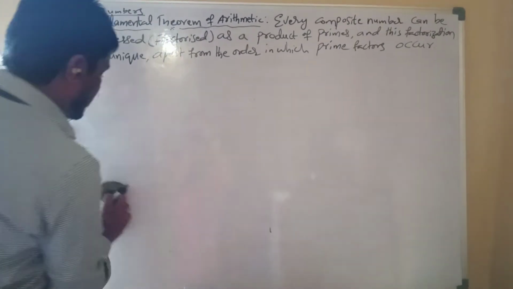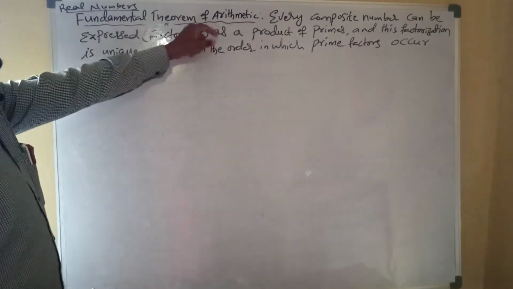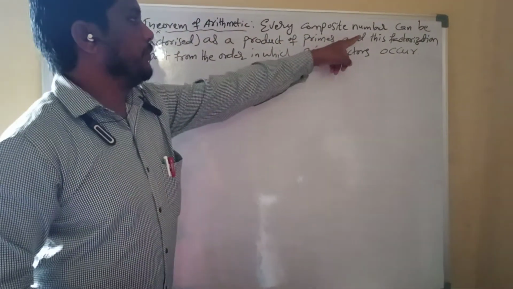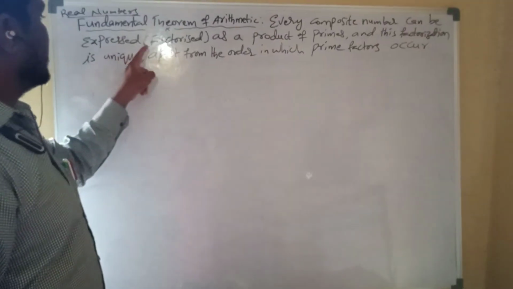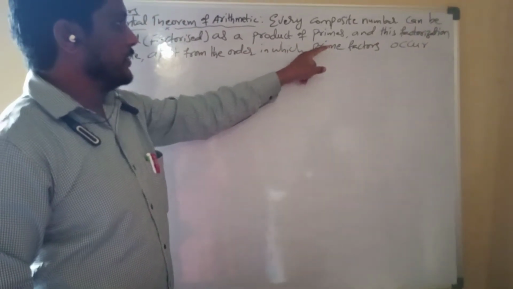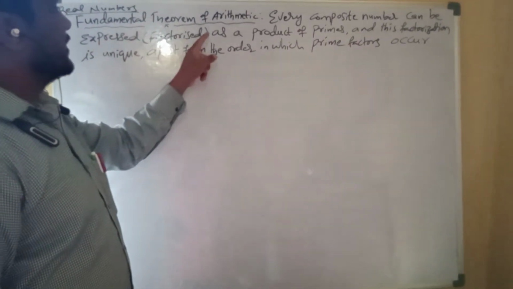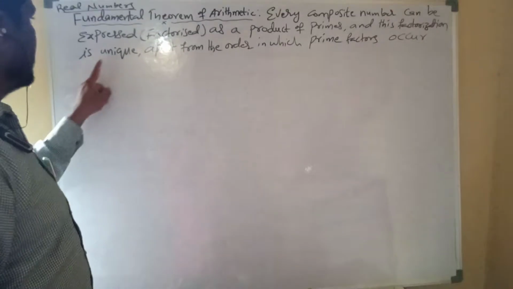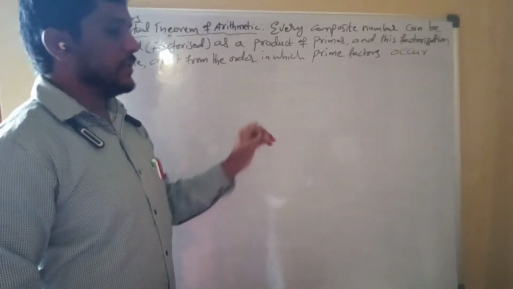Real numbers. Our second topic is the fundamental theorem of arithmetic. The theorem states every composite number can be expressed or factorized as a product of primes, and this factorization is unique apart from the order in which prime factors occur.